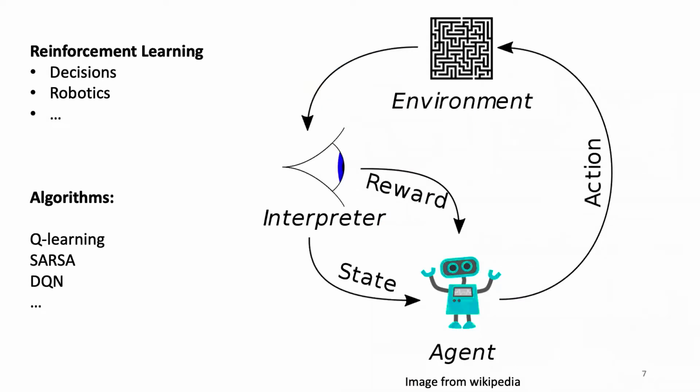And then the third area is reinforcement learning. It is a type of machine learning technique that enables an agent to learn in an interactive environment by trial and error, using feedback from its own actions and experiences. It is concerned with how agents ought to take actions in an environment in order to maximize the reward it can accumulate.